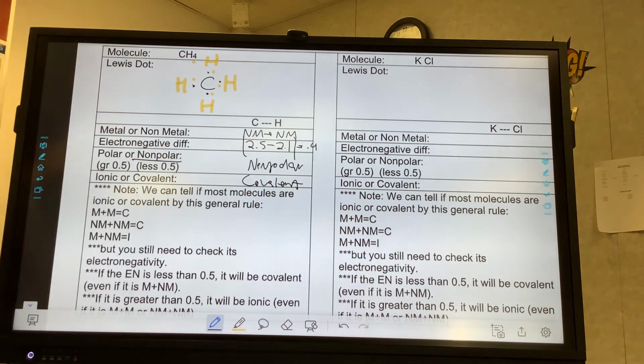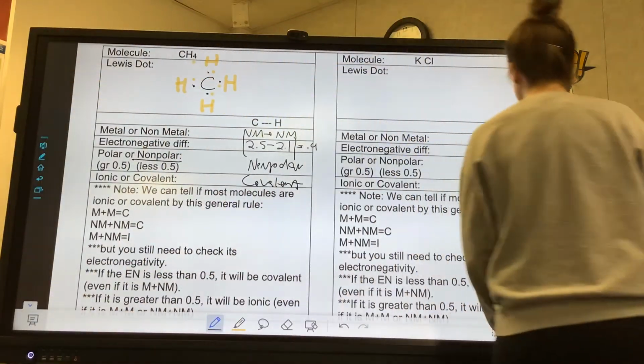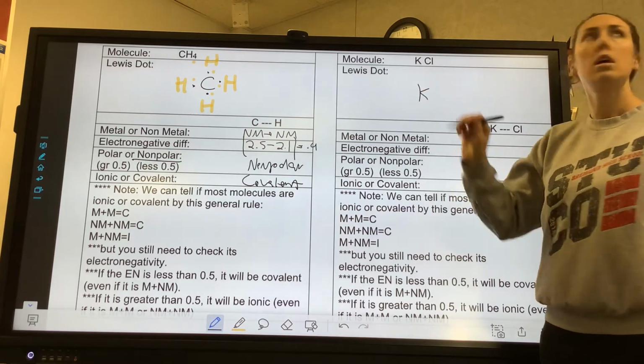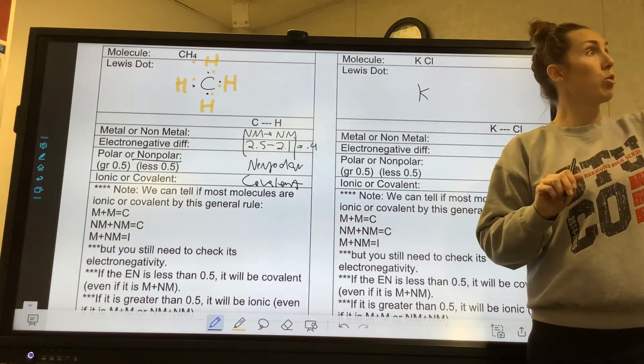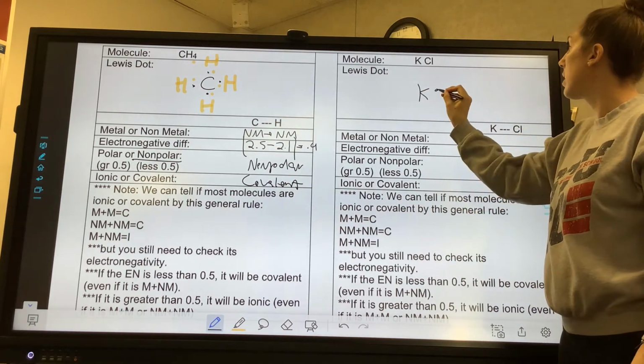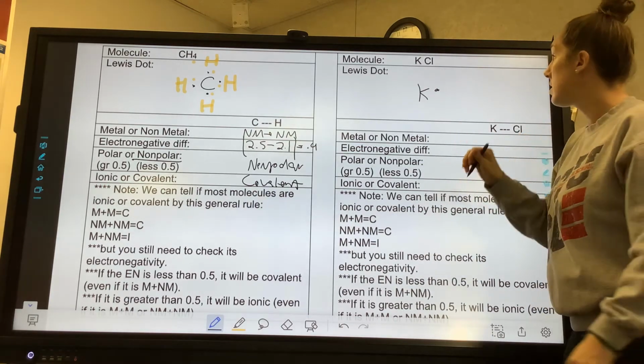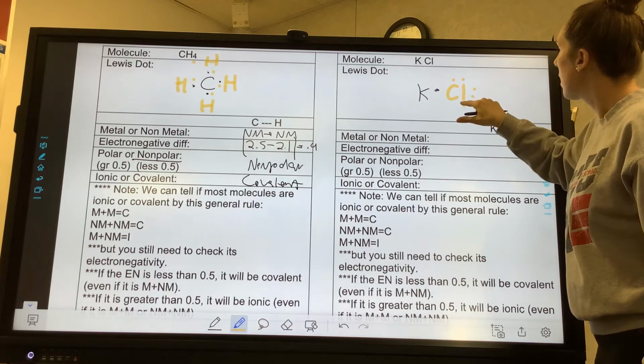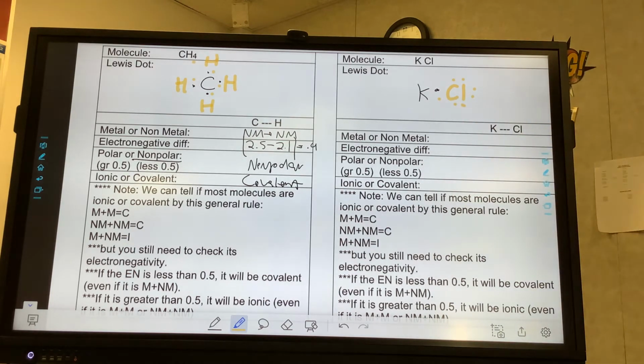Okay. Let's move over to KCl, okay? K only has one. Yeah, it's in group 1, so it's just one valence electron. Cl has 7: 1, 2, 3, 4, 5, 6, 7. Yep, it kind of pairs up like HCl.